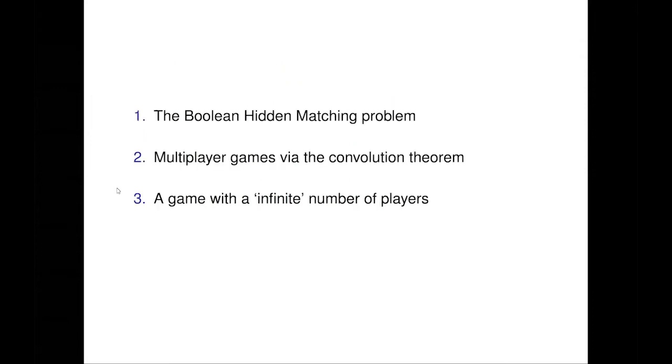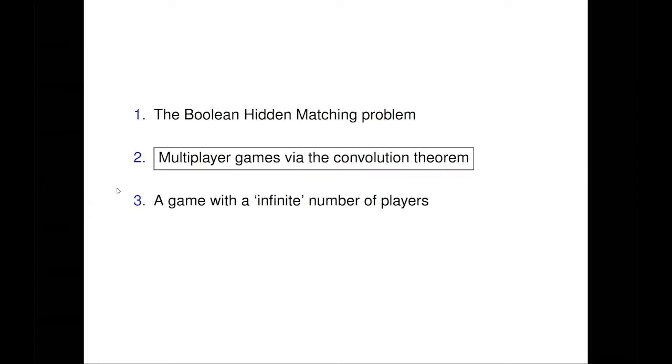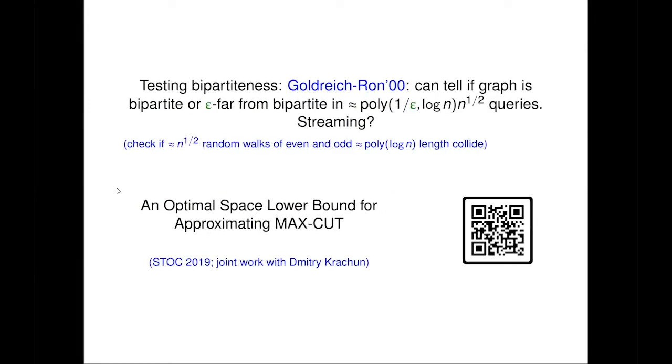So how can we use the Boolean hidden matching problem for streaming lower bounds? This problem was initially introduced to exhibit a separation between quantum and classical one-way communication complexity, but now we would like to use it for streaming. And in streaming, very often one needs multi-party communication problems. So I would like to first talk about this question of testing bipartiteness. Suppose that we're given the edges of a graph G in a stream, and we want to understand if the graph is bipartite or epsilon-far from bipartite. Or even more generally, perhaps we want to approximate max cut in the streaming model of computation.